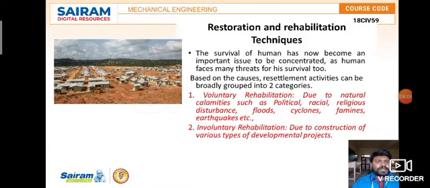Then restoration and rehabilitation techniques: the survival of humans has now become an important issue to concentrate on, as humans face many threats to their survival. Based on the causes, resettlement activities can be broadly grouped into two categories: voluntary or involuntary rehabilitation. Voluntary is due to natural calamities such as political, racial, or religious disturbance, floods, cyclones, famines, earthquakes, etc. Involuntary rehabilitation is due to the construction of various types of developmental projects.